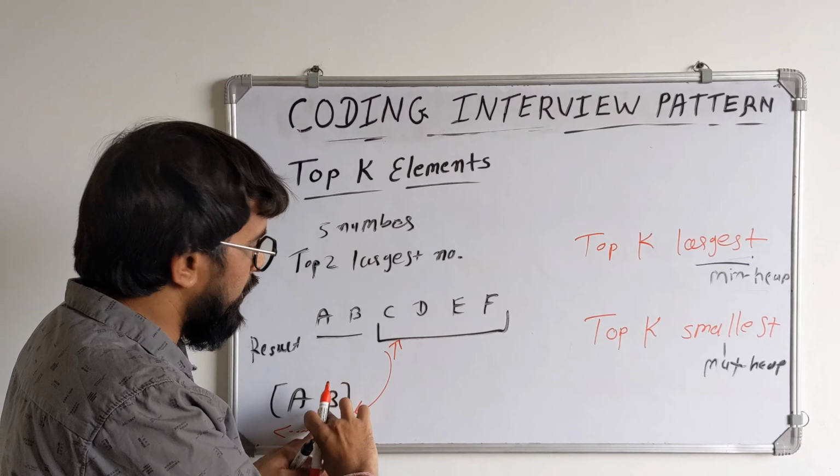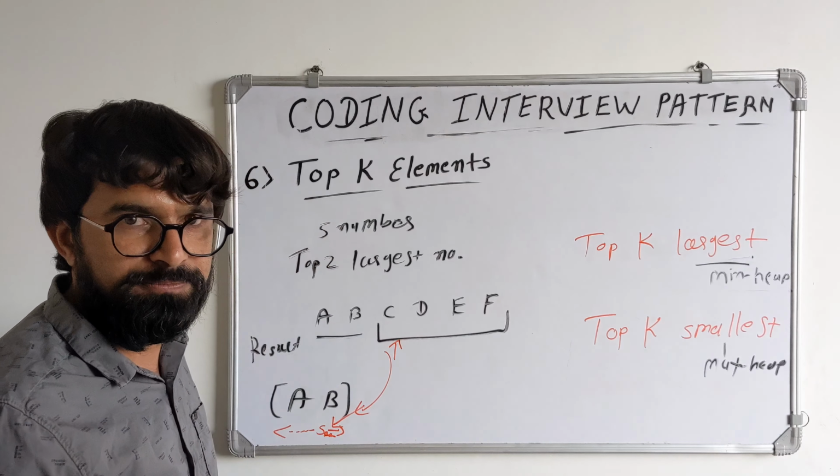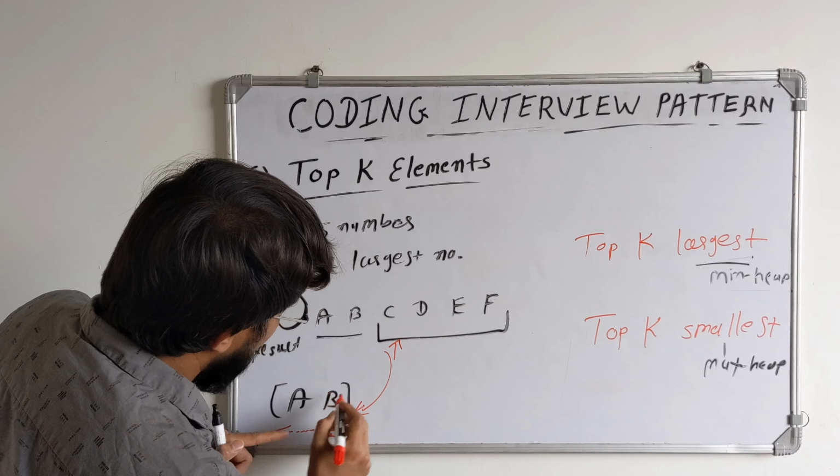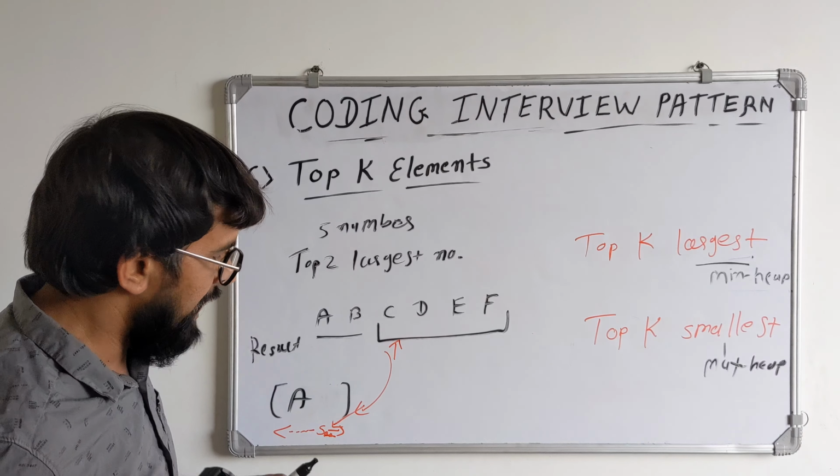The second thing is, it's easy to kick out the front number. So we will kick out the front number. Same thing: once this number enters here, suppose C was greater than B, C came here.